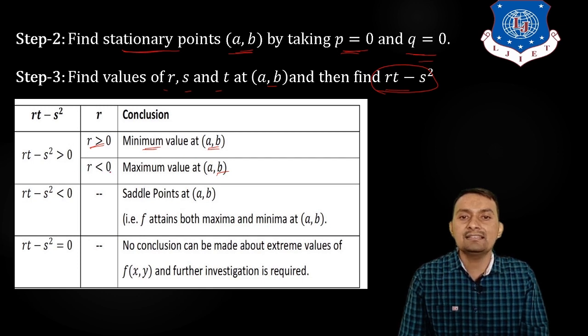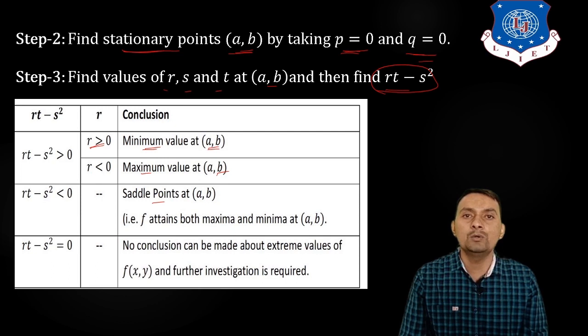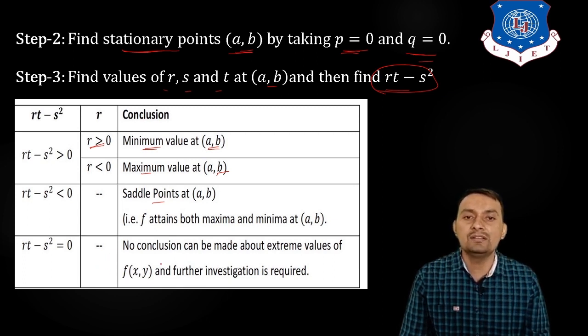But whenever we have rt minus s square positive, we can say the function f of x, y has the maximum value at the point (a, b). If rt minus s square is negative, that means the function attains both maximum and minimum value at that point. That means the function has neither maxima nor minima. And if rt minus s square is equal to 0, then no conclusion can be drawn. For that, you have to read the further investigation.